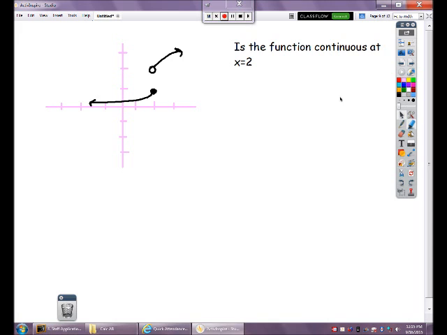If I went ahead and changed this question, is the function continuous at x equals 2? You can see here, no, it is not. Because the limit from the left of 2 is positive 1. The limit at the right of positive 2 would be 2. And the limit does not exist at x equals 2. So if the limit doesn't exist, then the function is not going to be continuous, even though on this one, f of 2 does exist.